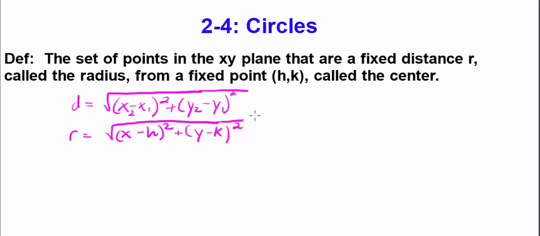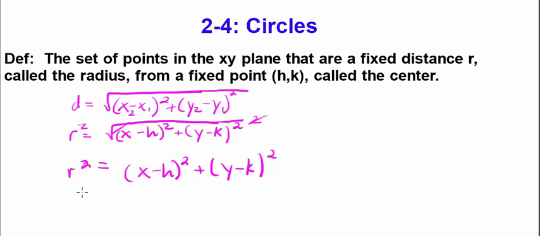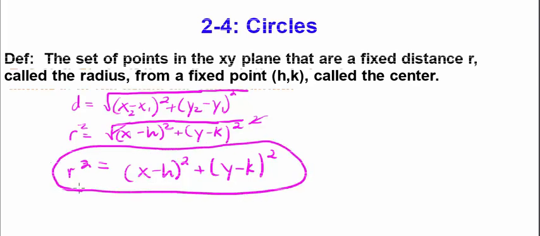Now what we typically do is square both sides. And by squaring both sides, it cancels out the square root and squared on the right side. So your standard form of a circle is r squared is equal to x minus h quantity squared plus y minus k quantity squared. And again, this is standard form of a circle.